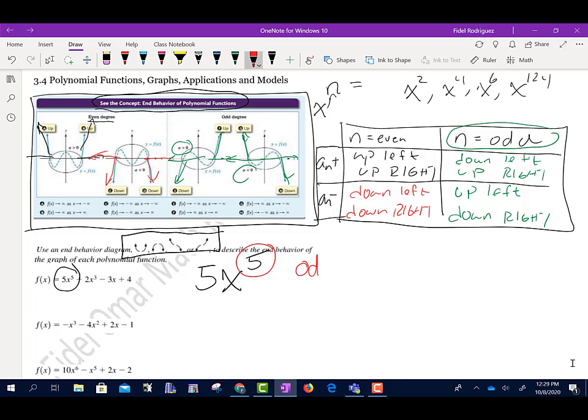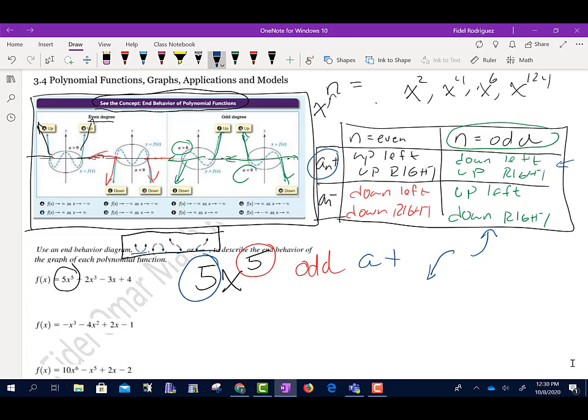My exponent is odd. The second thing we're going to look at is our leading coefficient. Our leading coefficient is positive, it's positive 5. So when we're positive and we're odd, the graph is going to go down to the left and up to the right. So I'm going to be choosing one of these options here. So there's down to the left and up to the right.